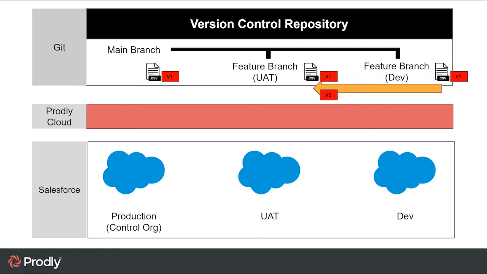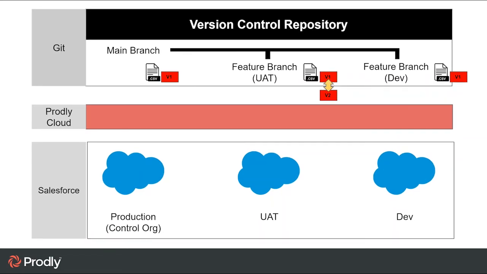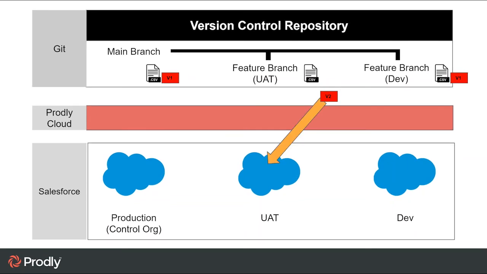Matches between records will be established by the Prodly service based on our virtual external ID upsert method logic based on prior deployments. When all changes are analyzed between branches in Git, merge changes to establish a new version of the data within a feature branch. After you have a new version of the data within a feature branch, perform a pull request for the feature branch version of the data into your UAT Salesforce org.